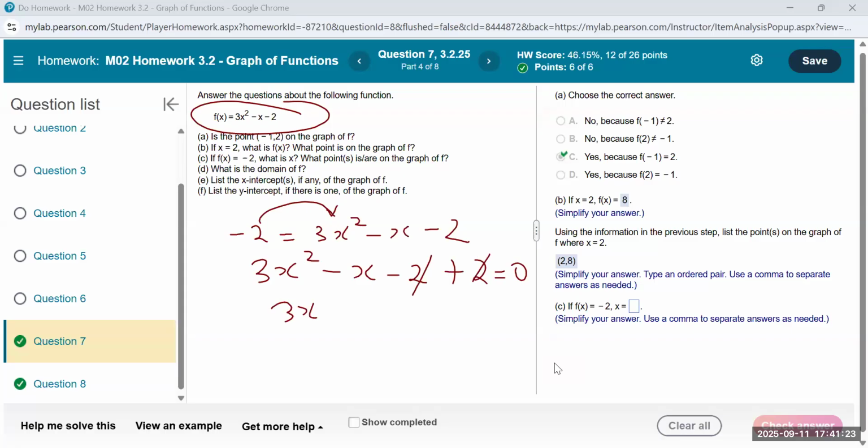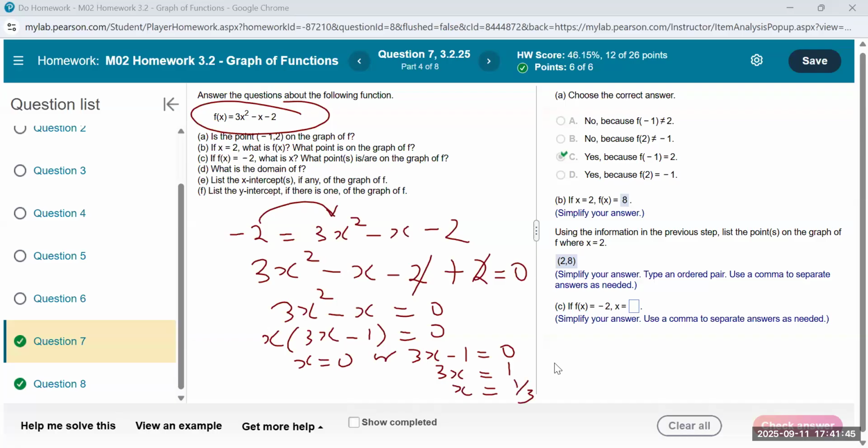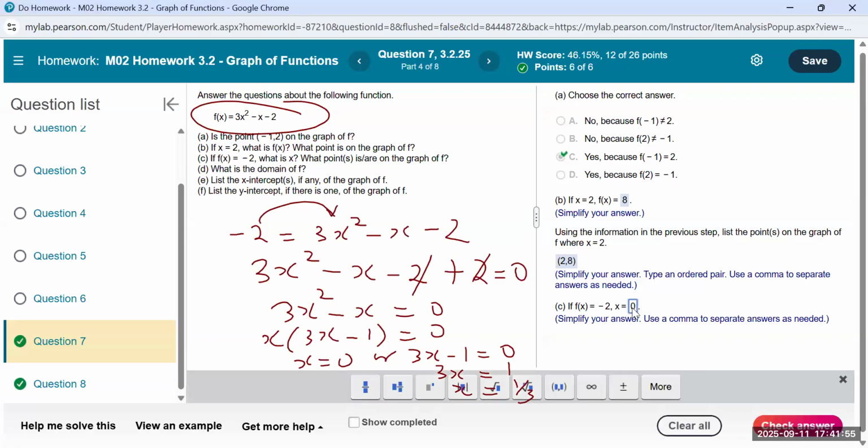So you have 3x squared minus x equal to 0. And if you factor x out, you have x(3x minus 1) equal to 0. So your x is equal to 0, or your 3x minus 1 is equal to 0. So you have 3x is equal to 1, and your x is equal to 1/3. All right, so we have two separate answers. We have when x is 0 and when x is 1/3.